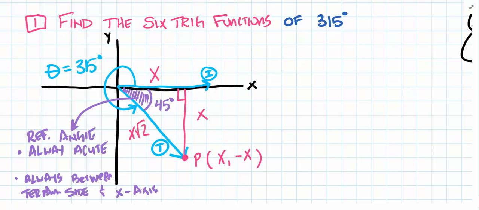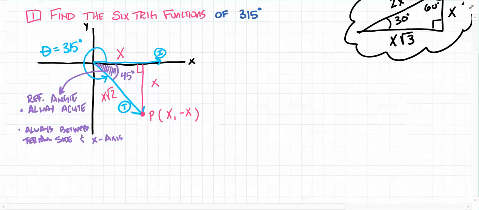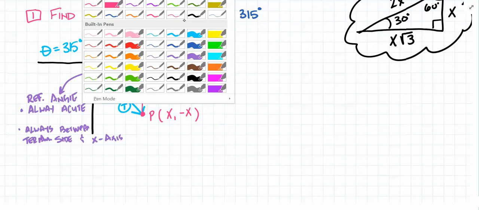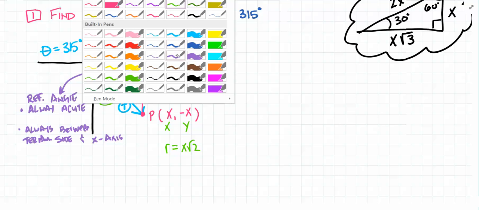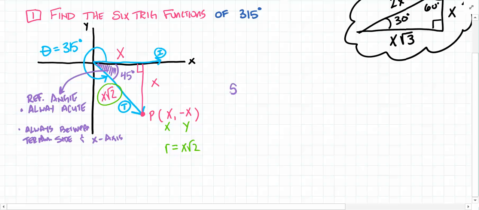Now, check it out. I have everything I need, don't I? I have the x value, which just happens to be x. The y value happens to be negative x. What about the r value? You got it. That's x radical 2. So look, I have everything that I need. So I can now talk about, after all, I want the sine of 315 degrees. Now we can use what we have, right?